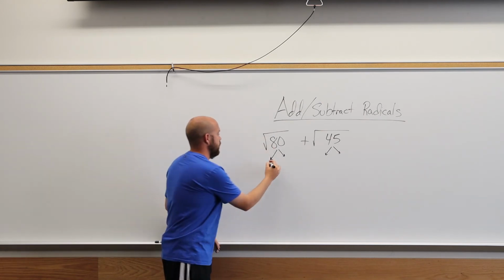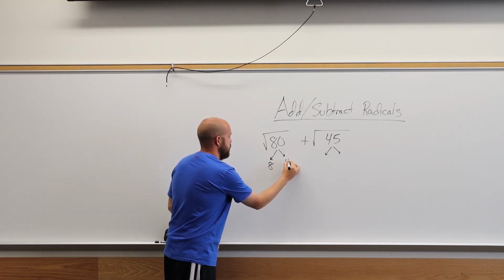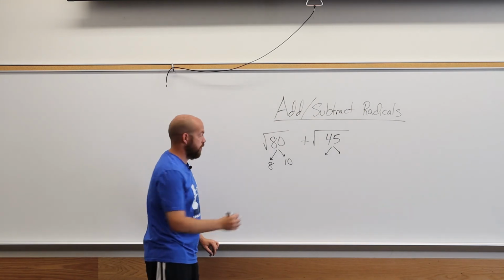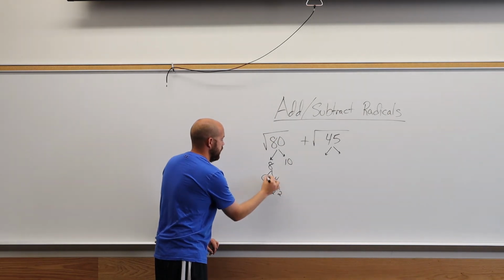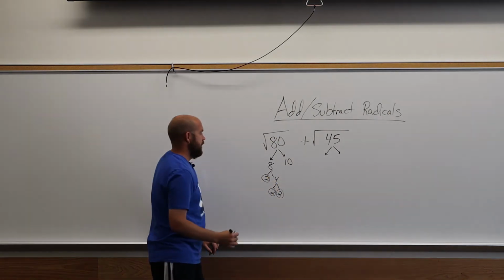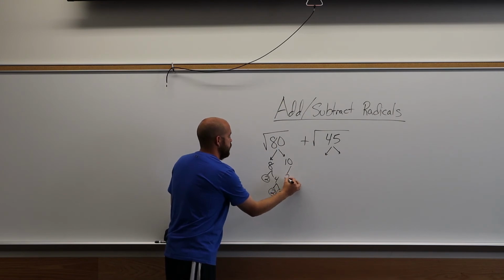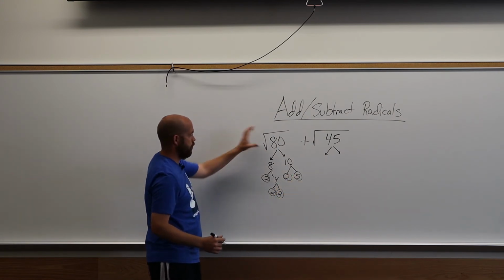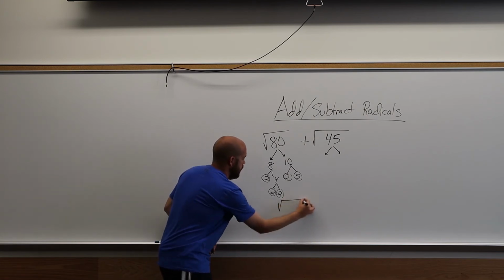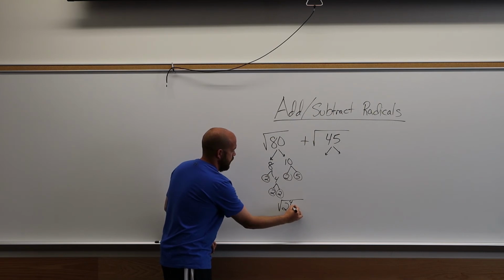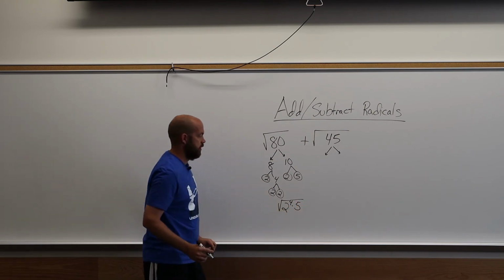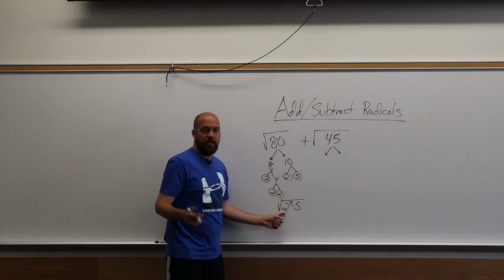So 80 is really 8 times 10, which if I break 8 down, this would be 2 times 4, which is 2 times 2. So I've got 2, 2, 2. And then 10 is 2 times 5. So if I rewrite this, this would be 2 to the 4th power and a 5 on the inside. Let's go ahead and cash in tokens right now.